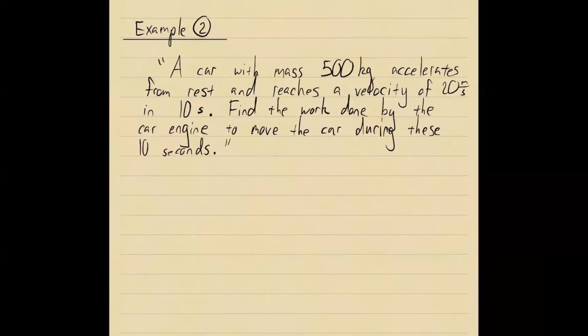So we know that our definition of work is equal to the magnitude of the force times the magnitude of the displacement times the cosine of the angle between the force being applied and the displacement. Now the problem is that we don't know the magnitude of the force. We don't know the magnitude of the displacement. And we don't know what our theta is.